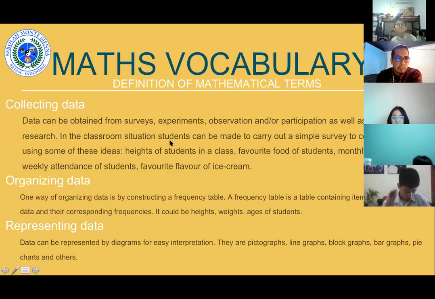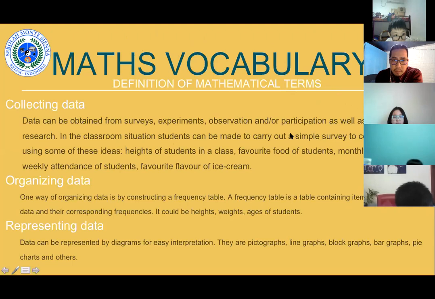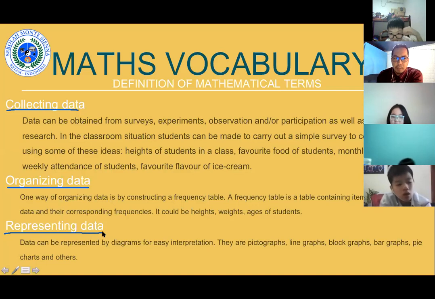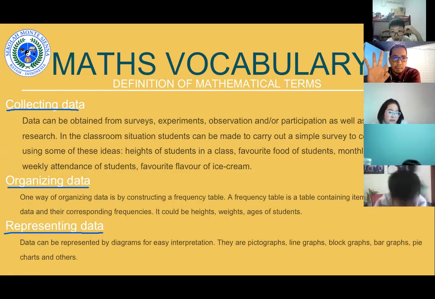Now, I want to share with you these new terms that you need to remember. It's a way or process before you can present data, or we call it data handling. So I will underline a keyword of each word. So first is collecting data, organizing data, and then representing data. Again, what are the three words? Collecting, organizing, and then representing. So remember, if you have any data, first, you need to collect it, you have to organize it, and then you're going to present it.